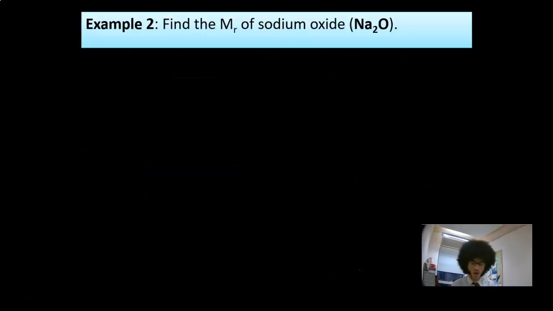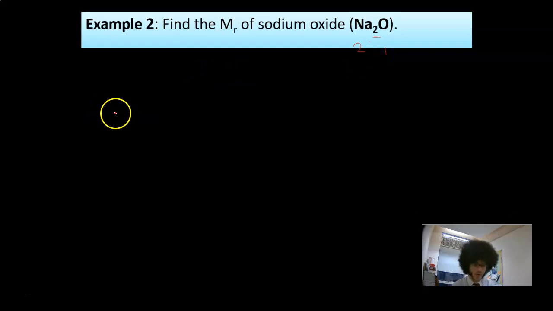Let's try another one. Here we've got to find the MR of sodium oxide, slightly more complicated. So we've got 2 elements again, we've got sodium and we've got oxygen. However, now we've got this number 2 here. Now this 2 tells me I've got 2 sodium, so I've got 2 of these, but because there's no subscript number next to the oxygen, that means I've only got 1 of those, okay?